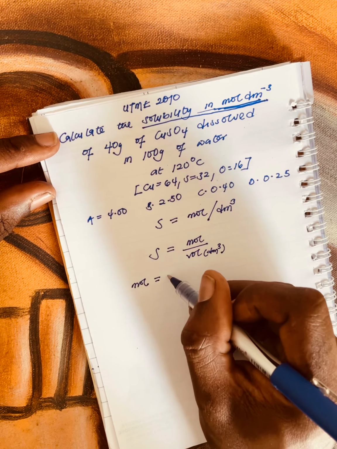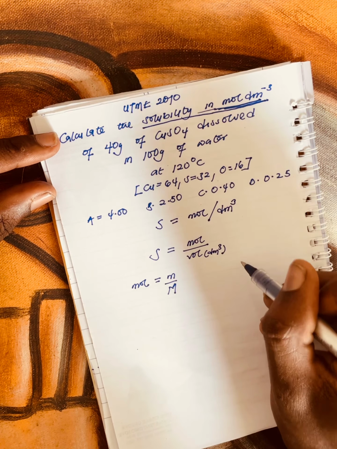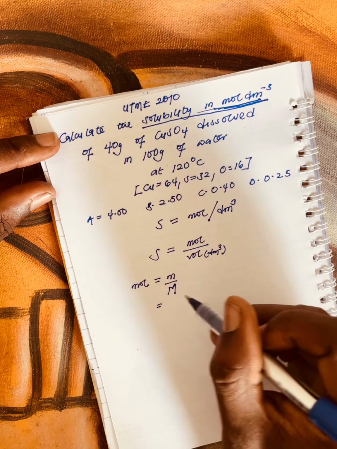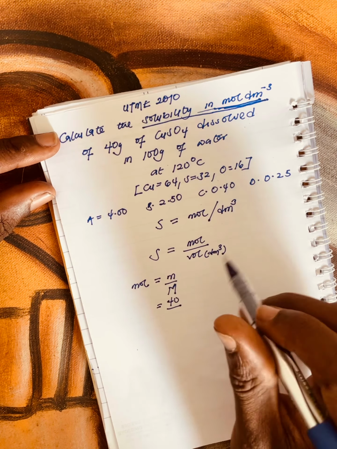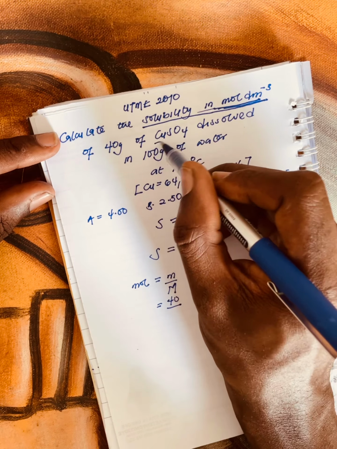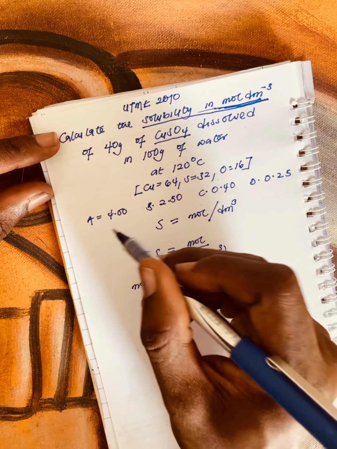Remember, mole is equal to mass all over molar mass. And then let's look at that. The mass we're given is 40 grams all over the molar mass of CuSO4. So let's look for the molar mass of CuSO4.